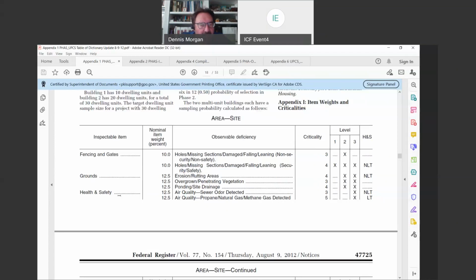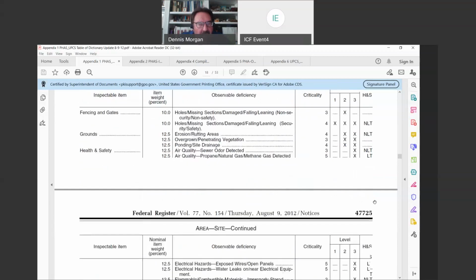And so, for example, I now see a health and safety. It says air quality, propane, natural gas, or methane gas detected. 5, criticality 3, LT. This is a heavy hitter. This is the one that potentially could take away that 7.5 points, or this is going to take away 6 points on that site. It is a heavy hitter. Don't be out there and then find these conditions and not make those necessary repairs. Make sure you're putting priority behind it as well.